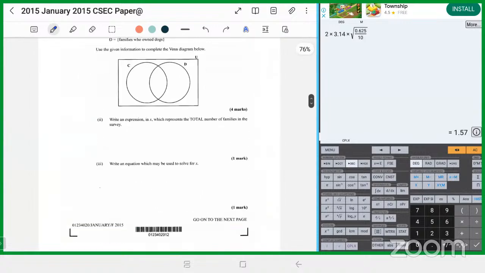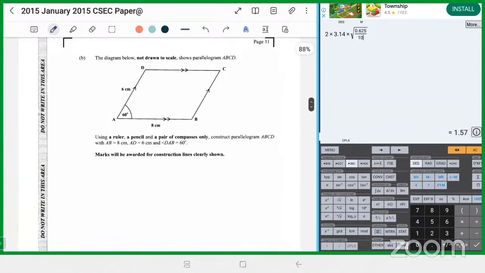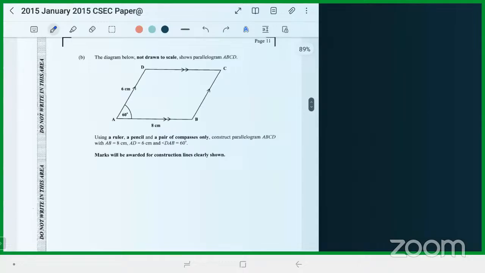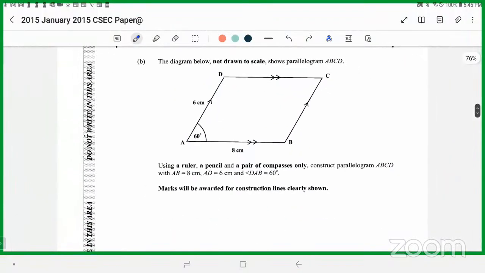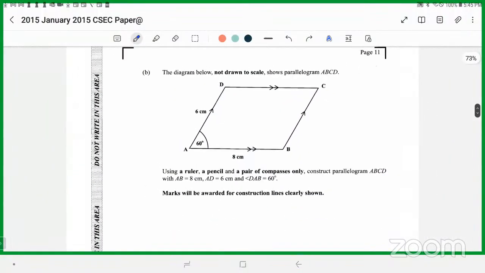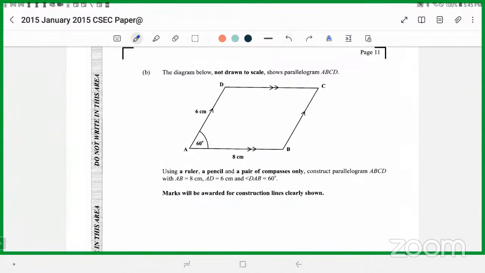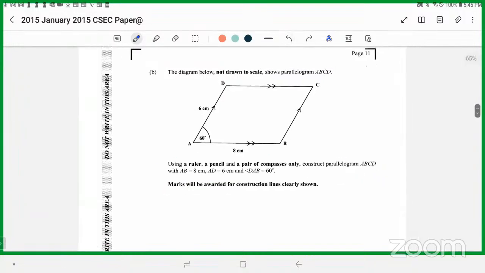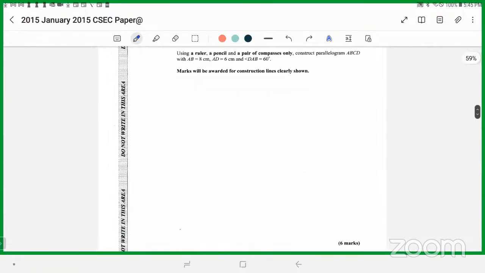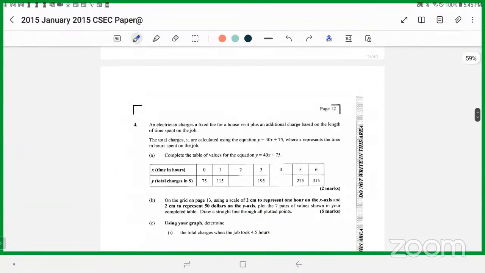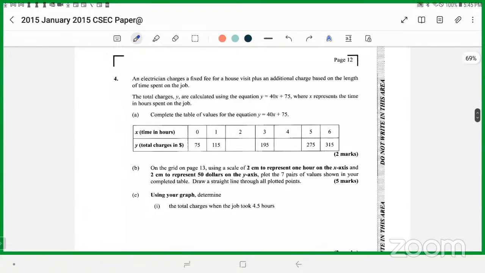Number 3, I think I said you have to do number 3B, right here. 3B. All right, so this question said diagram below not drawn to scale shows a parallelogram ABCD. Oh, I told it to the 3B. Yeah, not ready for 3B yet. Sorry, I thought it was something else. I don't want you to have to construct anything, so forget about that. Skip over that one. Sorry about that. All right, number 4.